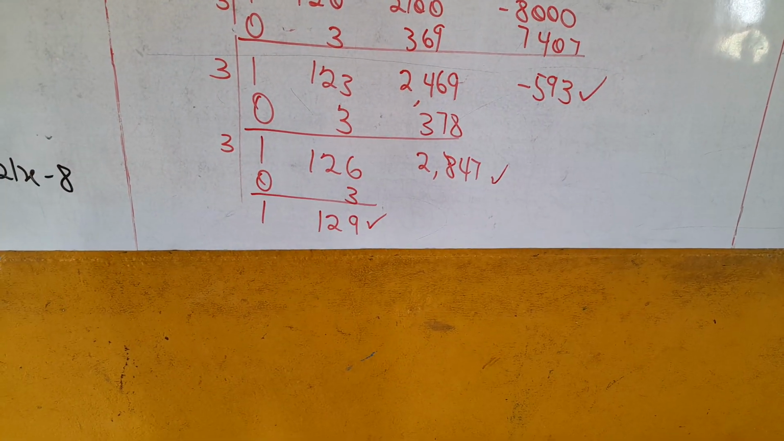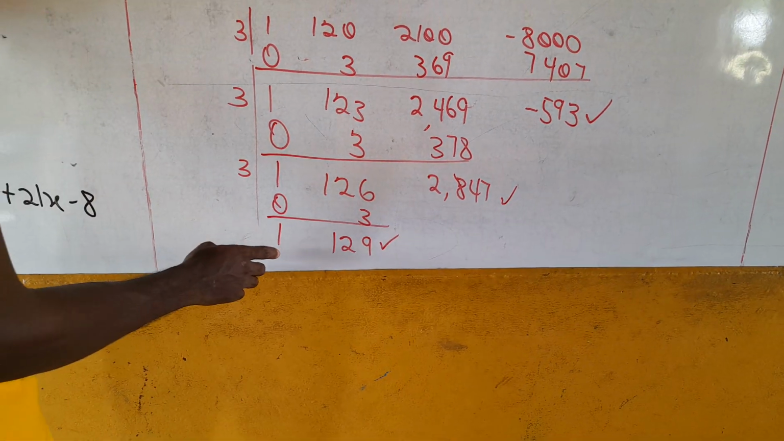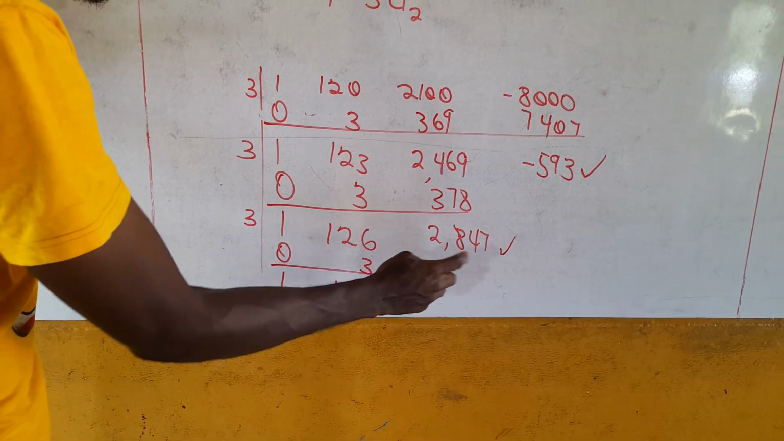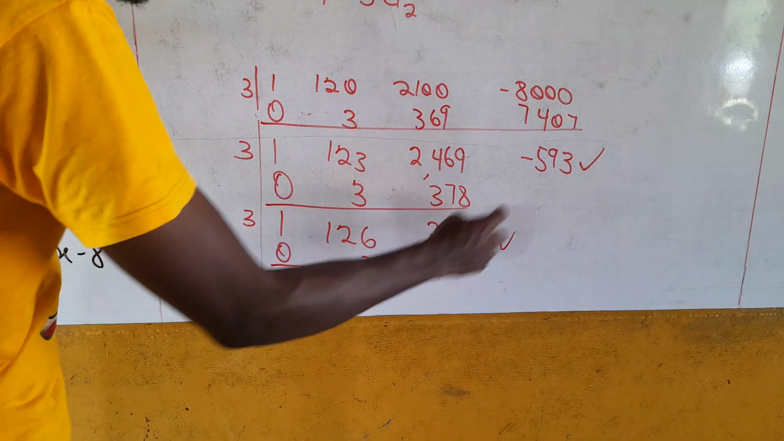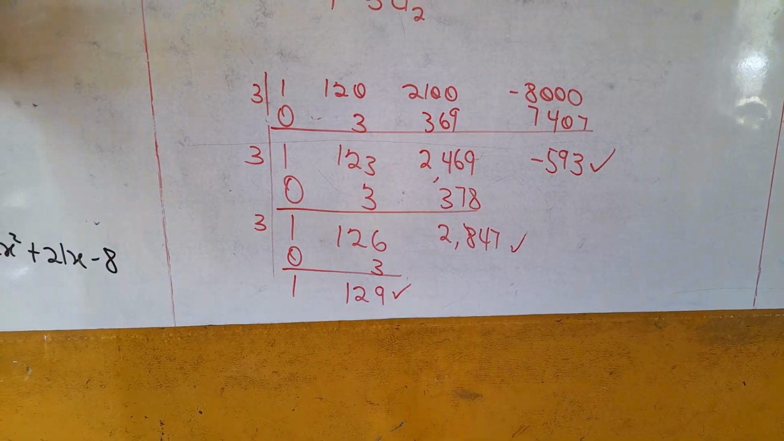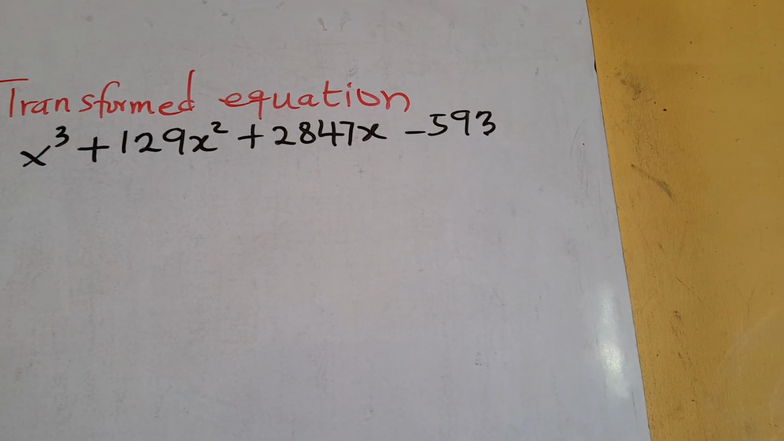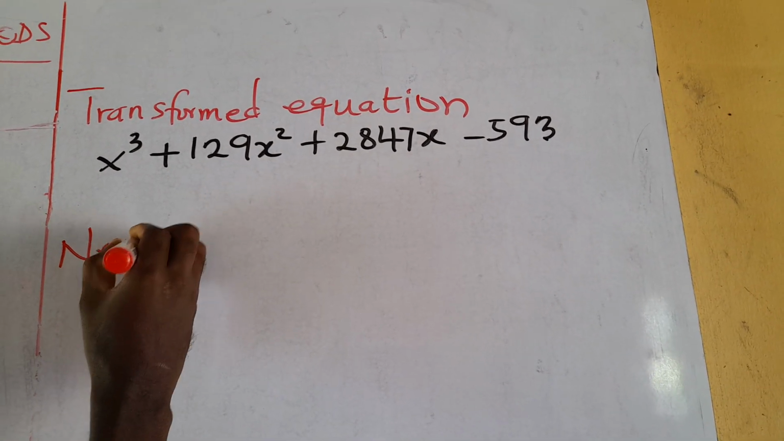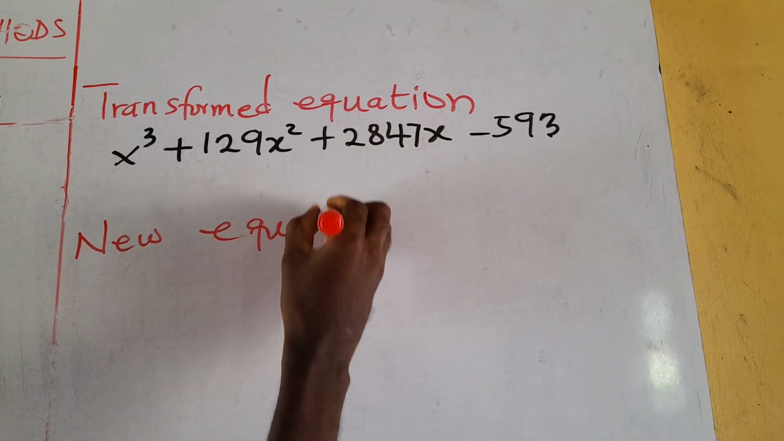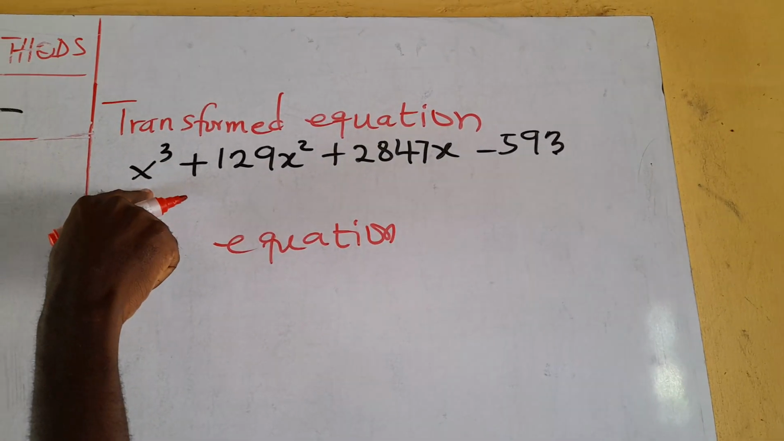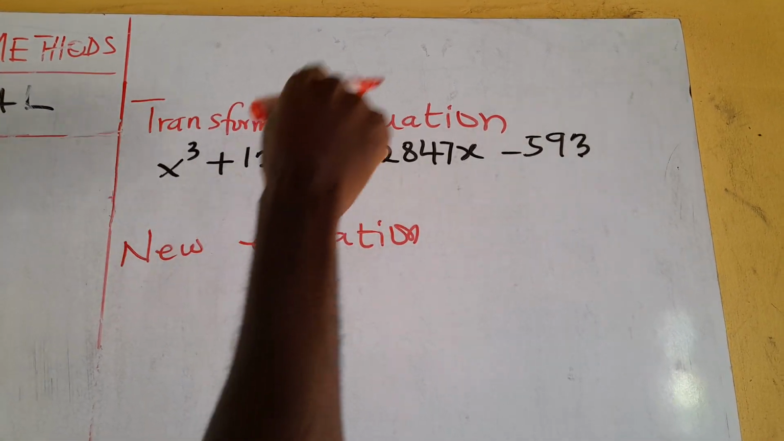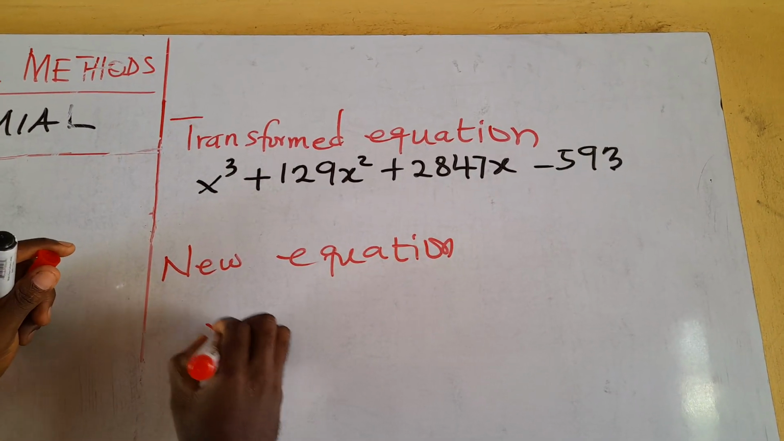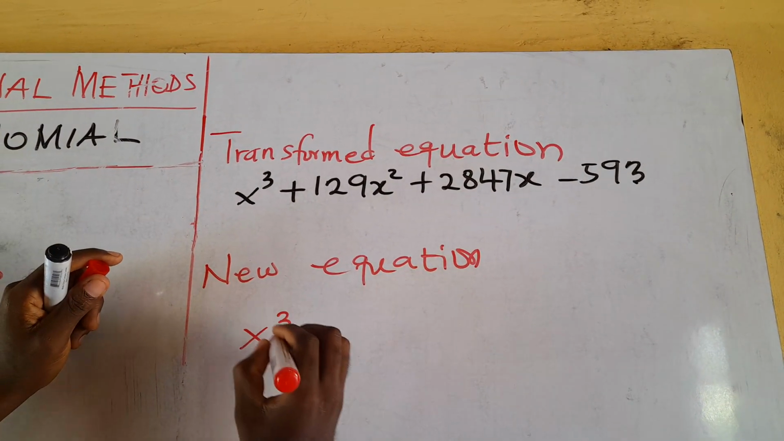Then we can get our transform equation as x cubed plus 129x squared plus 2847x, then minus 593. So having gotten our transform equation, we need to find the new equation. And how do we get the new equation? The new equation will be gotten by multiplying this by 10 exponent 0, 10 exponent 1, 10 exponent 2, 10 exponent 3. Remember, 10 exponent 0 will still be 1, so we have x cubed for that.